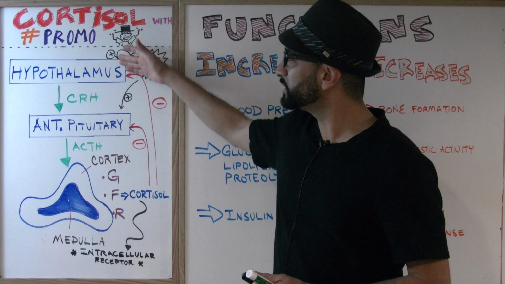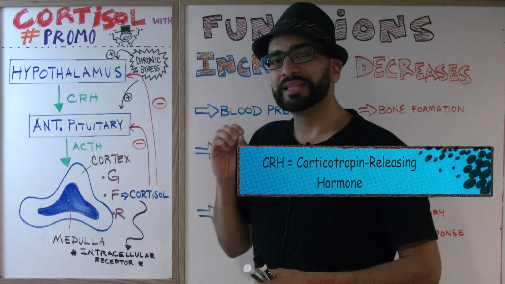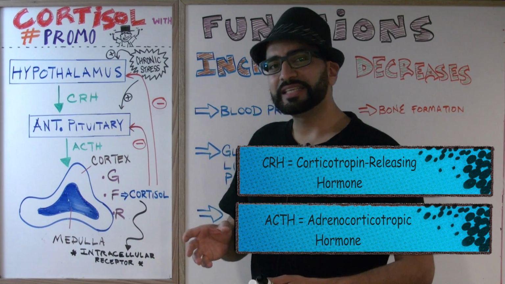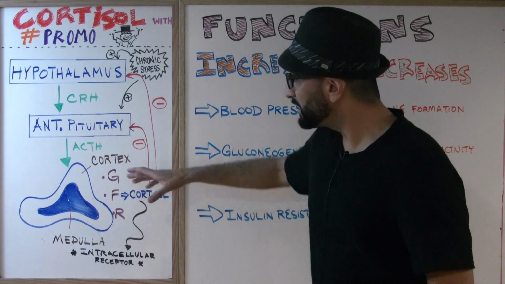The hypothalamus is going to release a hormone called the Corticotropin-releasing hormone. That's going to stimulate the anterior pituitary, which will release ACTH, adrenocorticotropin hormone. Okay? That will stimulate this adrenal gland.